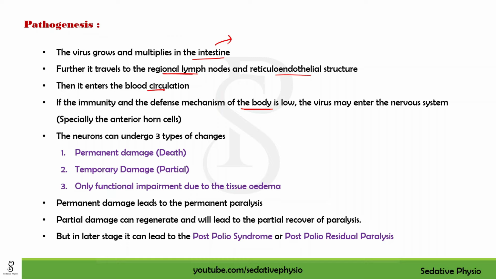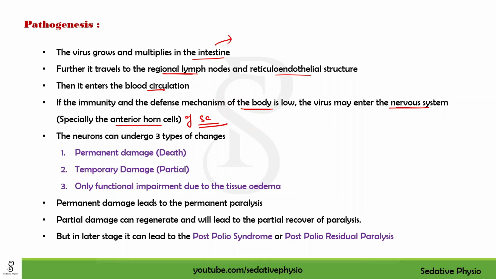and this paralysis generally occurs when the patient's immunity is very low, when the patient's defense mechanism is very low. If the immunity and the defense mechanism of the patient is very low, the virus will cross the blood-brain barrier and enter the nervous system, especially the anterior horn cells of the spinal cord, and it will damage the anterior horn cells of the spinal cord.